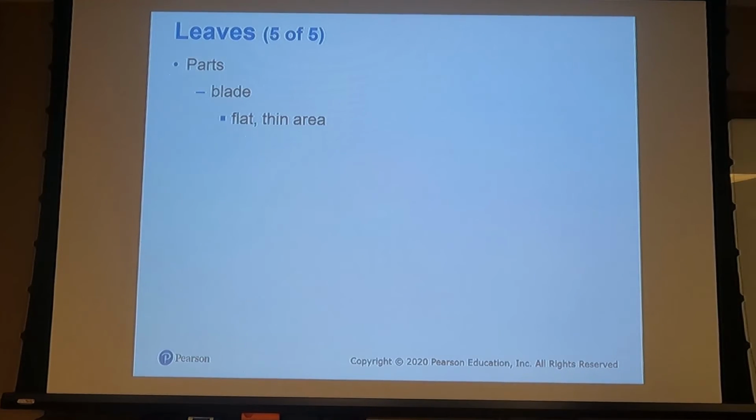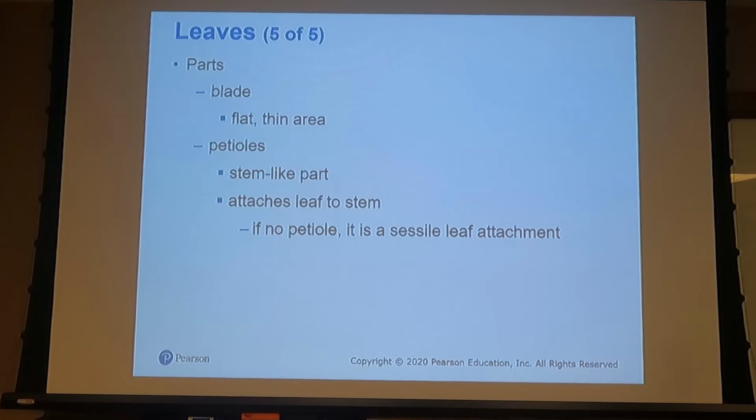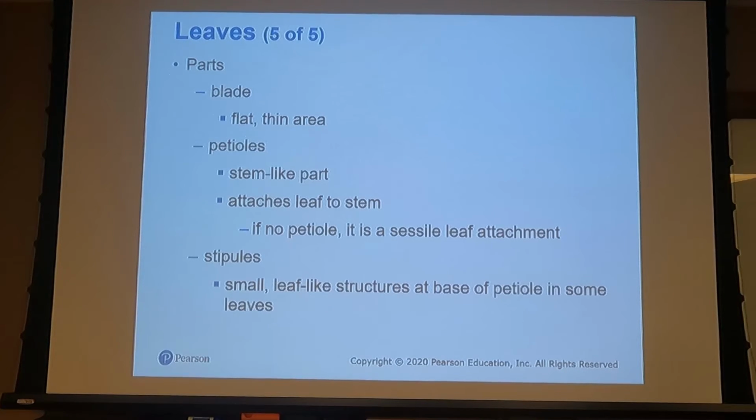We have the leaf blade. We also have the petioles, which are kind of stem-like, and that is where the leaf is attached to the stem. And then finally we have stipules, which are small leaf-like structures at the base of the petiole.